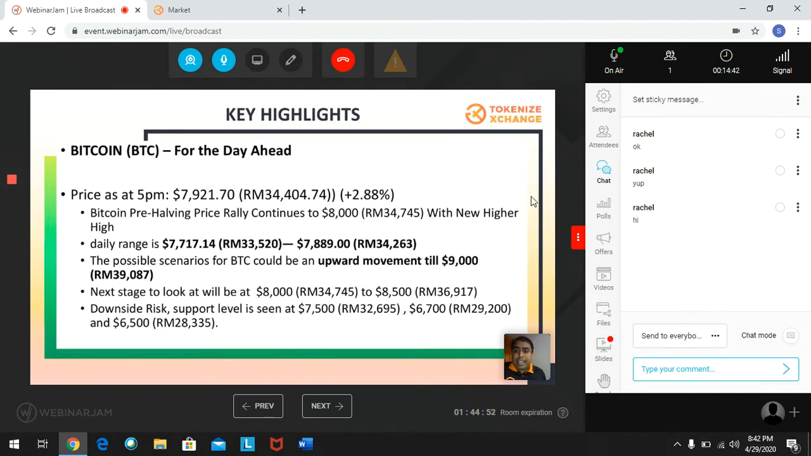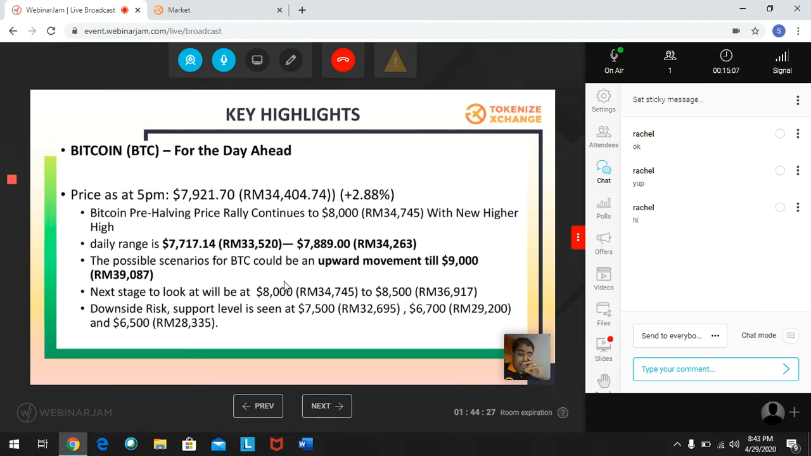So my personal take on Bitcoin, I do foresee the Bitcoin price reaching the 9,000 level as well. Looking at the momentum and the volume of Bitcoin, I think Bitcoin is able to hit 9,000. And again, this is basically my opinion based on what I've been studying on Bitcoin.